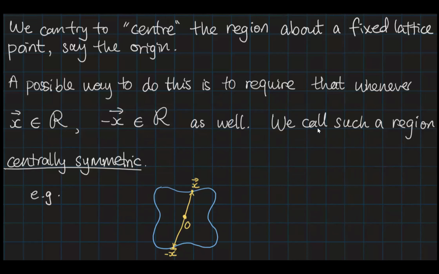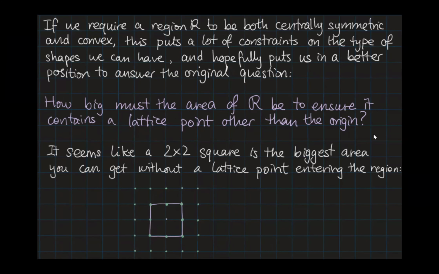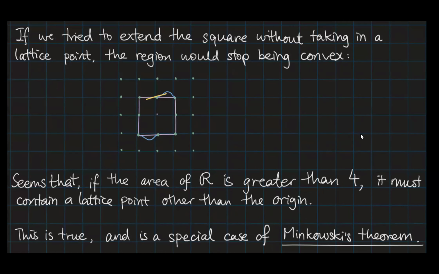So, we call a region centrally symmetric if it contains the origin, and for every vector it contains, call it x, it also contains minus x. Now, if we require our region to be both centrally symmetric and convex, it turns out that it is actually true that we can say something about the size of the region and how that relates to whether it contains a lattice point or not. This whole idea is captured in Minkowski's theorem.